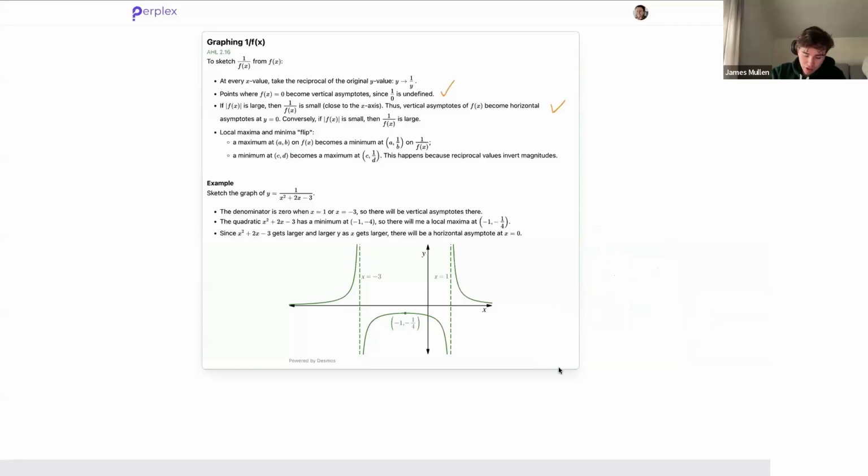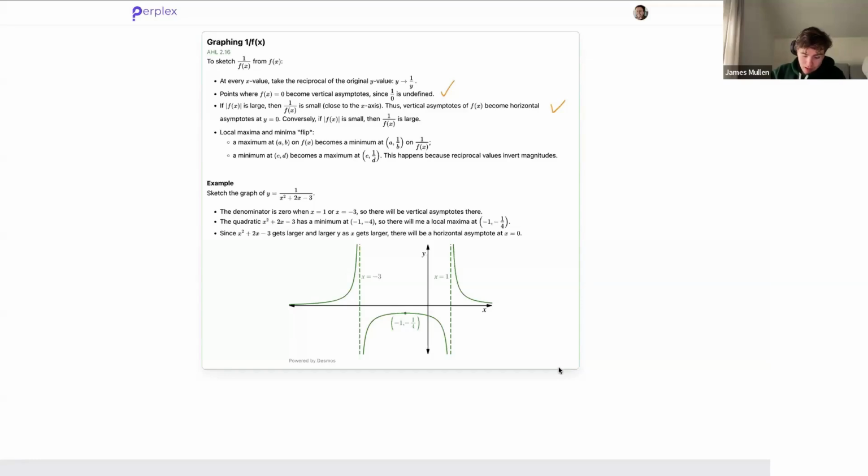So let's say I'm trying to sketch the graph of 1 divided by x squared plus 2x minus 3. All right, and I know that the denominator is 0 when x is equal to 1 or x is equal to minus 3. Those are the factors of that quadratic. So I'm going to have vertical asymptotes at x equals minus 3 and x equals 1.